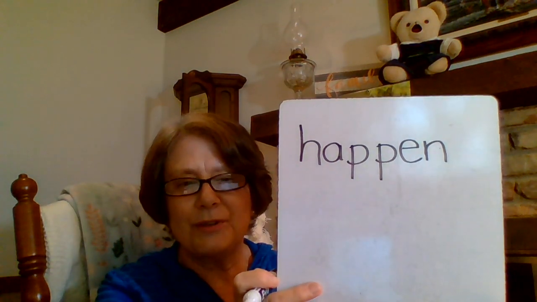Now we have to have two words that are review. We've already had them. We're also going to divide these two words. The first one is happen, H-A-P-P-E-N. It is also a two-syllable or two-part word, happen. The rule is always divide between the two consonants, the P and the P. So happen ends with a P in the first syllable. That makes it closed.